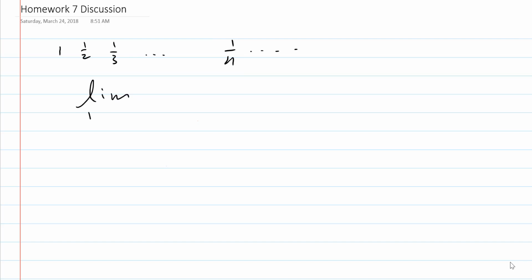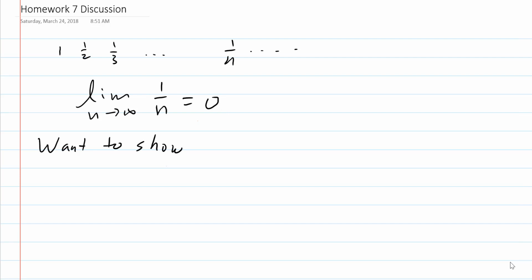I have a sequence 1, 1/2, and 1/3, and keep going like 1 over n, and keep going like this. So if you look at this sequence, the limit is 0. Okay, limit n going to infinity, 1 over n is equal to 0, right? And we want to show the average also goes to 0.